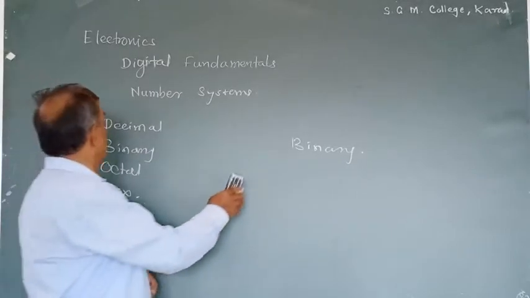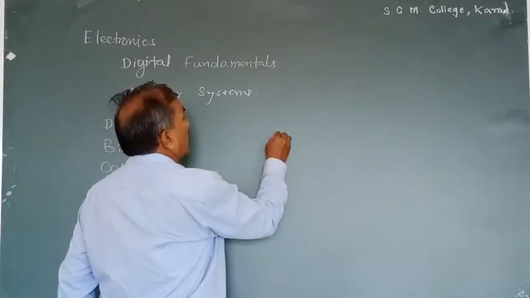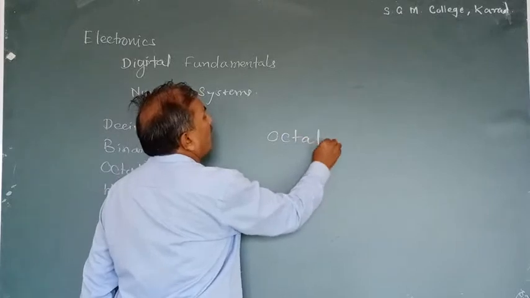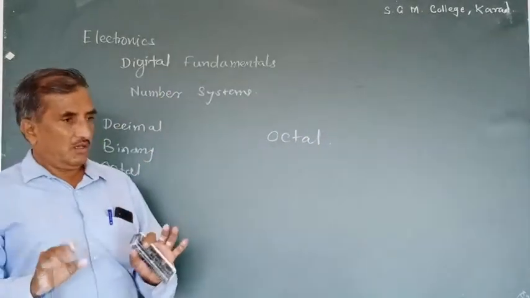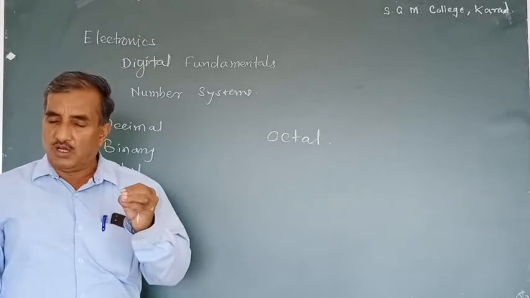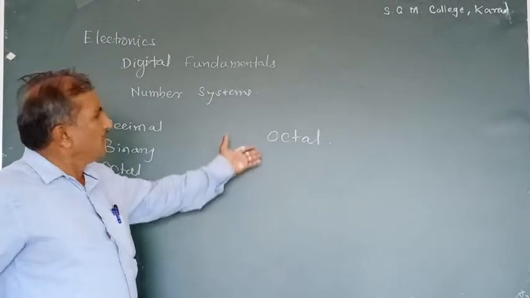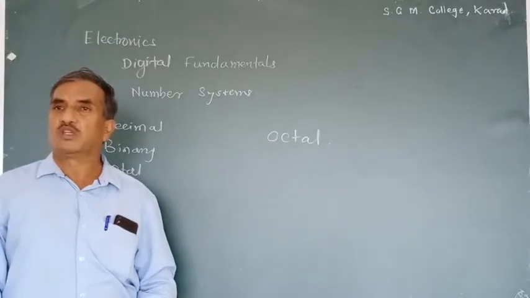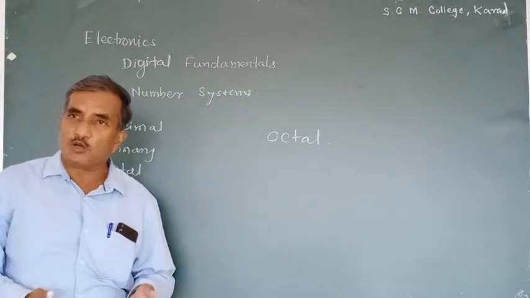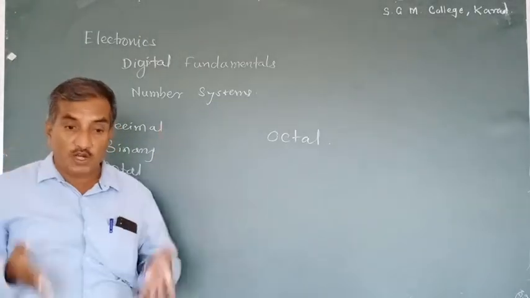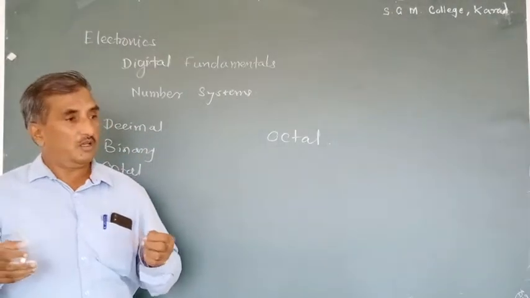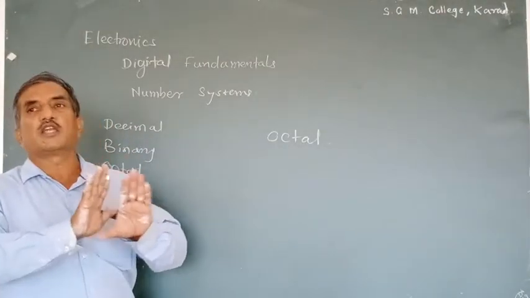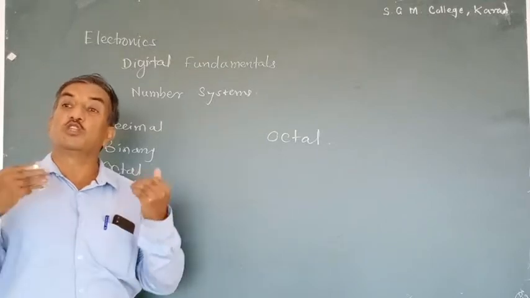Now the next number system is the octal number system. What is the need for another number system? Binary is okay for the digital system, but what is the need for octal? Note that we are familiar with decimal, so decimal is known as our number system. Binary is known as a machine language. Machine only recognizes binary. Machine works with binary.